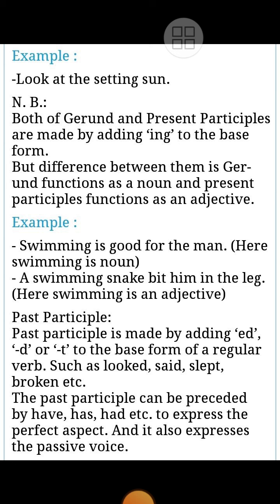Example: swimming is good for the man. Here swimming is a noun. A swimming snake bit him in the leg. Here swimming is an adjective.